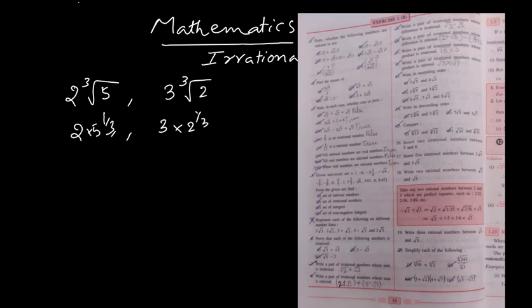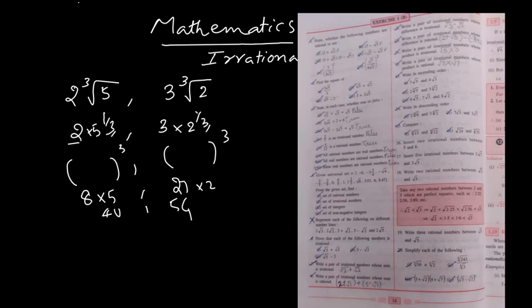So because this 1 by 3 is there, you have to take cube of both. Then when you do cube, you get 8 here and you get 5 here. Here you get 27 multiplied by 2. This is 40. This is 54. Right? Therefore this is less than this. You said the other way around. Okay. So that's the one.